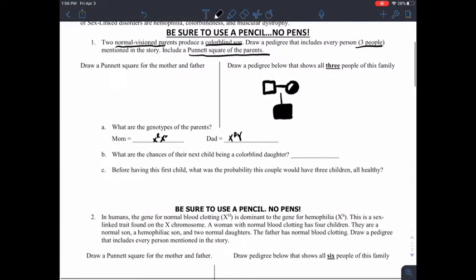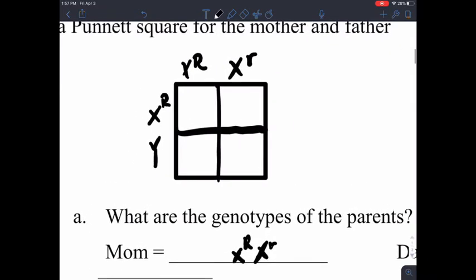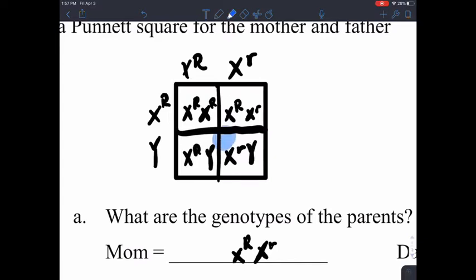Now that we have that done, let's make the Punnett square. So let's begin to draw it in. Here's our square. So the mother is X capital R, X lowercase r, and the father is X capital R, Y. So their son is either X capital R, X capital R, X capital R, X lowercase r, X capital R, Y, or X lowercase r, Y. And we know he has to be this last one because he's colorblind and he's a male.